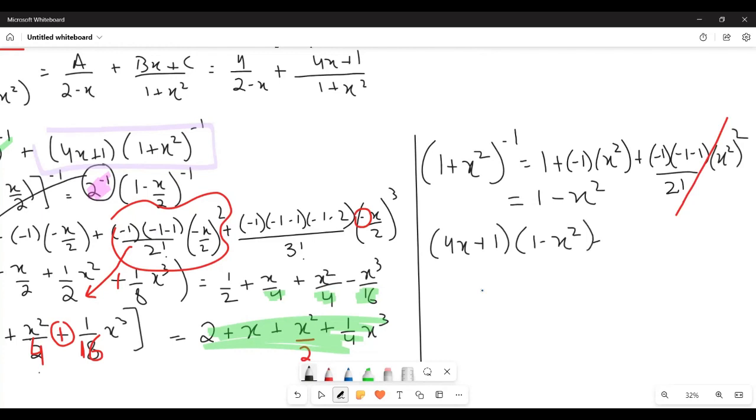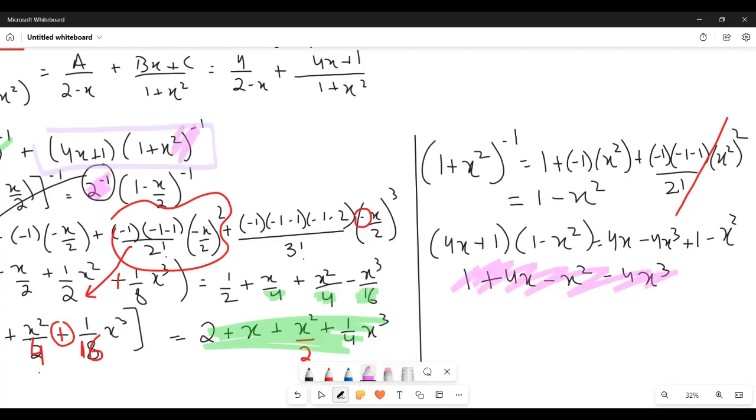So that is 4x minus 4x cubed plus 1 minus x square. 4x minus 4x cubed plus 1 minus x square. So that is, let me write that in order, 1 plus 4x minus x square minus 4x cubed. Okay, so this is the second expansion.